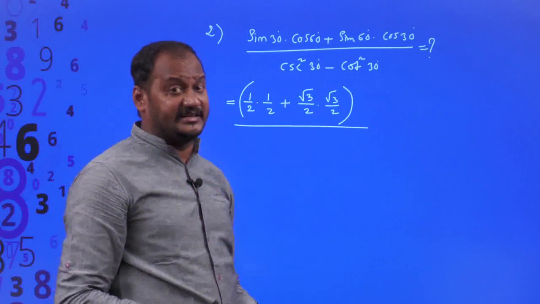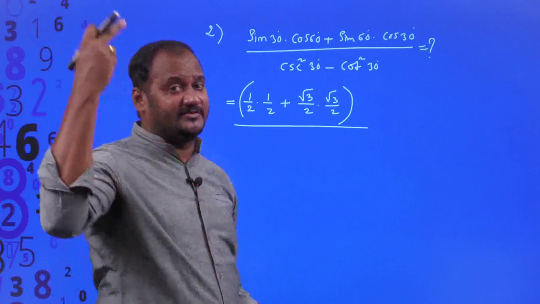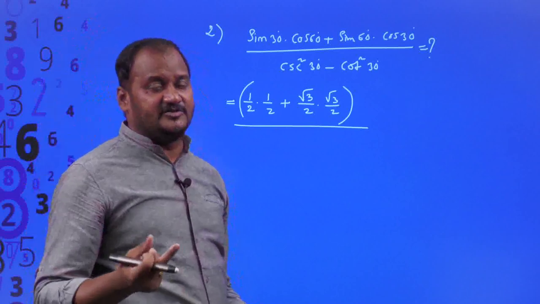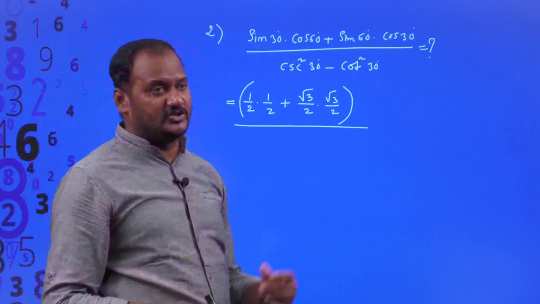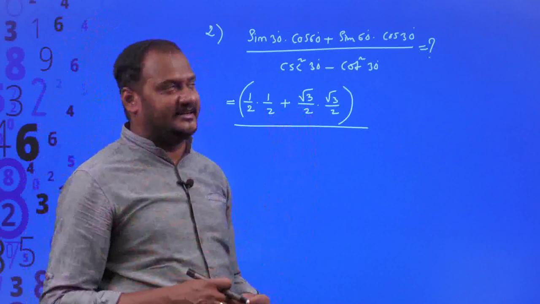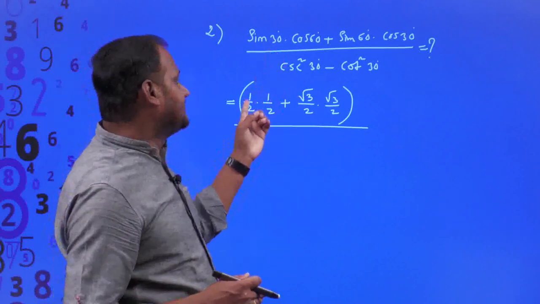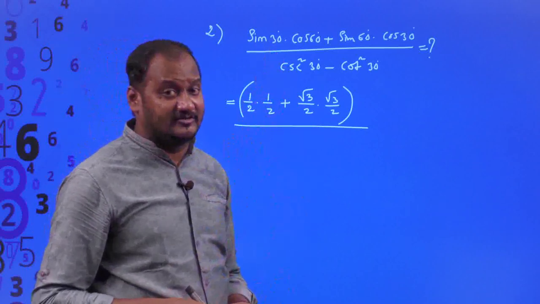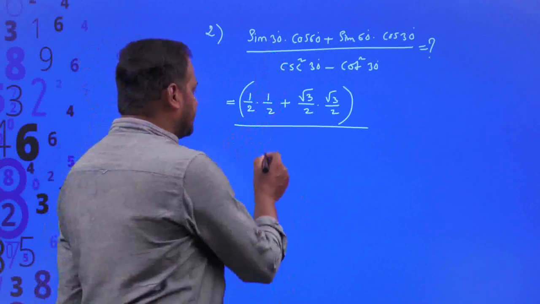The value of cosecant 30, if you don't remember, just think about the reciprocal. The reciprocal of cosecant is sine. So cosecant 30 is equal to 1 by sine 30. You know what sine 30 is? Sine 30 is equal to 1 by 2. So cosecant 30 is equal to 2 by 1, which is nothing but 2.